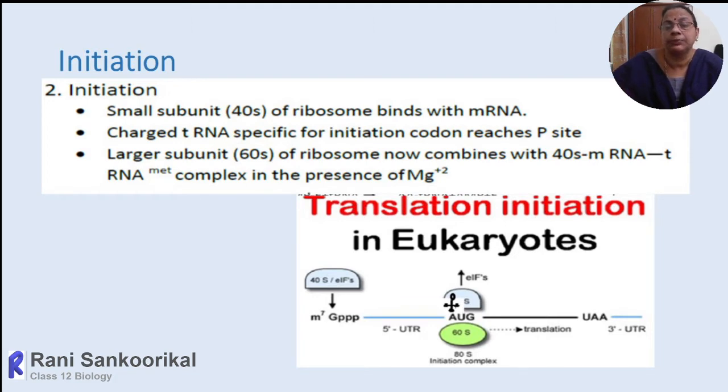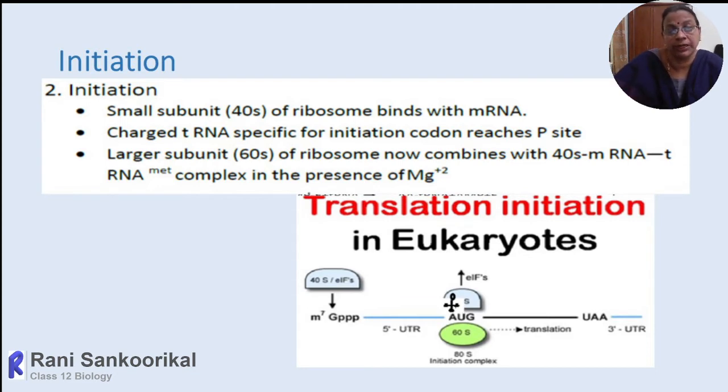Even for the activation of tRNA, and at the same time in the initiation step, ATP is required. Then the next step: as soon as the first amino acid, methionine, with the help of tRNA, binds to the codon of the mRNA, there will be codon-anticodon base pairing. As a result, the first amino acid will be assembled in the P site. Then comes the elongation.